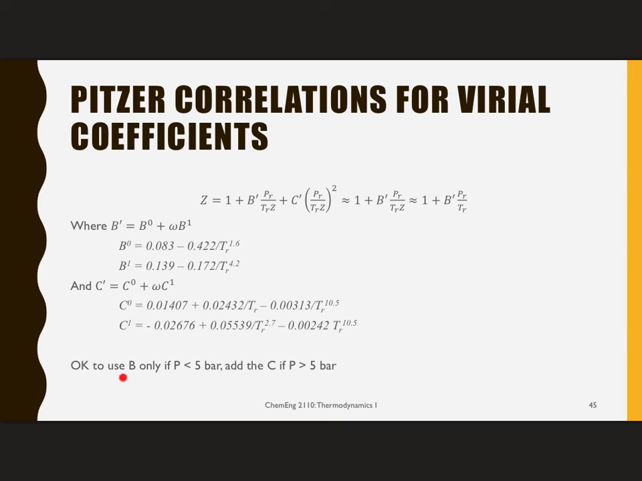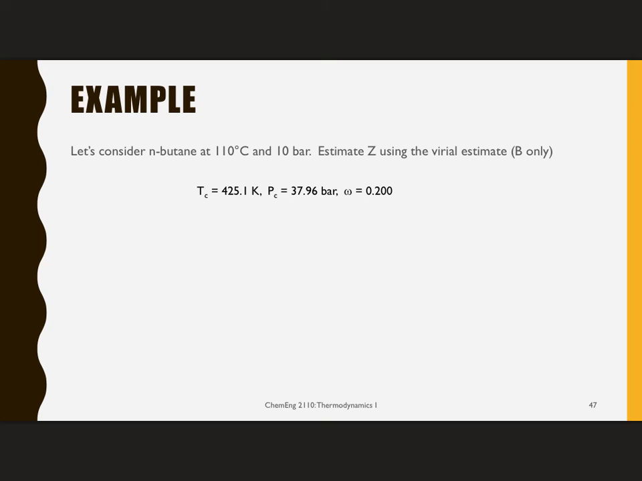Generally, the B only is necessary when the pressure is below 5 bar. From 5 bar and up, probably you want to add the C terms in there, okay? But so these are our approximations using the virial equation for a pure substance. We had earlier looked at an example for butane using the graphs for the estimate of Z. We now can do this using the virial estimates, and we'll do this for B only. No reason to make ourselves crazy on this.